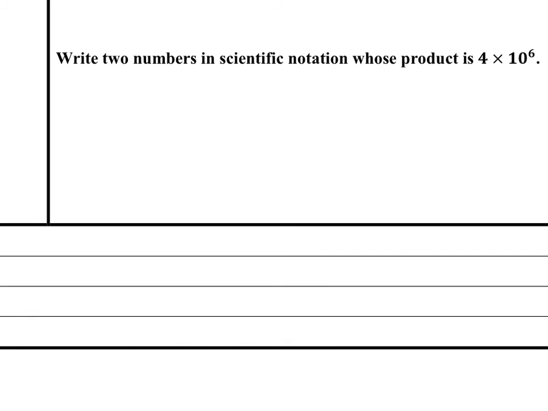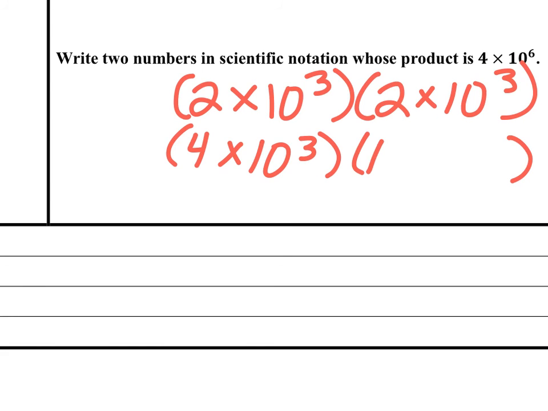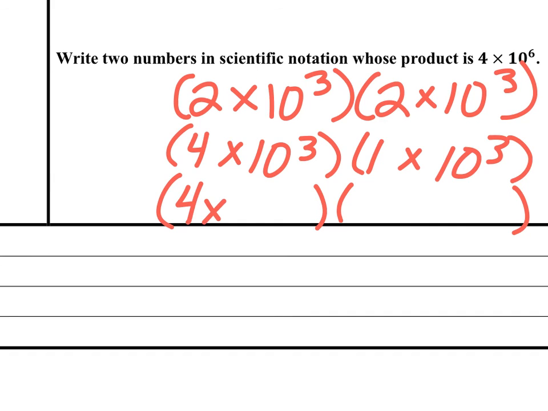Okay, Colby, can you give me one pair of scientific notation numbers? 2 times 10 to the power of 3 and 2 times 10 to the power of 3. Yep, because if you multiply the coefficients, you get 4. If you add the exponents, you get 6. Raise your hand if you got another one. Emma, go. 4 times 10 to the 3. And 1 times 10 to the 3. That works. Anybody got a different one? I'm going to take one more. Aaron, go. 4 times 10 to the power of 0 and 1 times 10 to the power of 6.